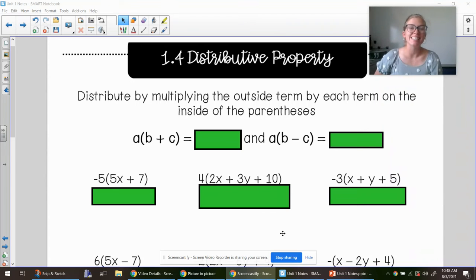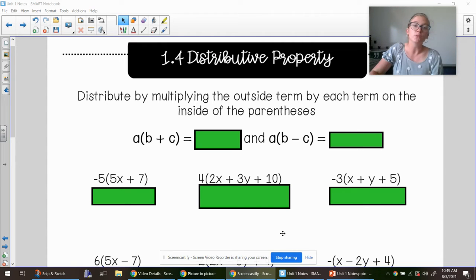Everybody, I'm Miss Cooksey, and today we're going to be talking about the distributive property. This is the best, most foundational part of Algebra 1, and I'm super excited to talk about today. So, the distributive property tells us that we can mess around with how we do multiplication and addition or subtraction.